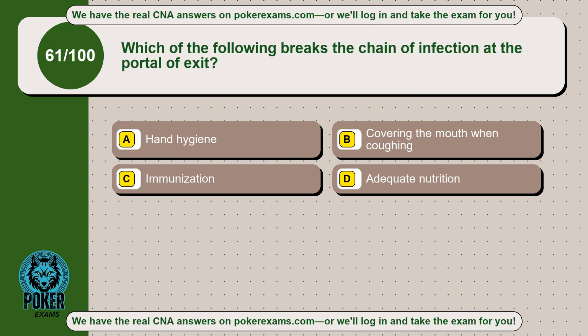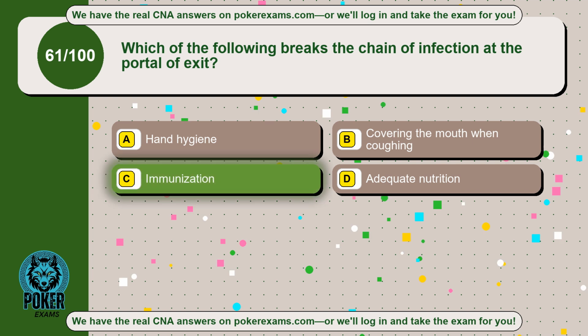Question 61. Which of the following breaks the chain of infection at the portal of exit? Option A, hand hygiene. Option B, covering the mouth when coughing. Option C, immunization. Option D, adequate nutrition.